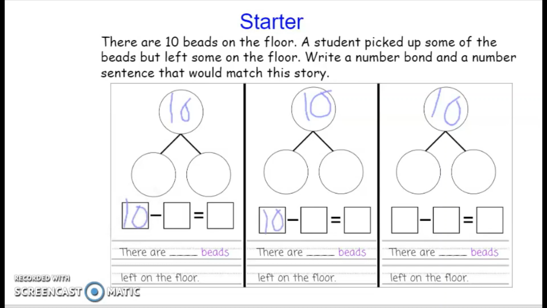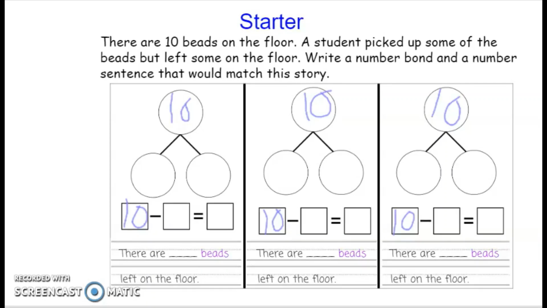I'm starting 10 off for our number sentence because our subtraction sentences usually start with the whole or the total. And we know that the whole or the total is the same for all three of our number bonds because there were 10 beads on the floor. And we're thinking about all the ways that this story could have possibly happened. Go ahead and pause the video. Tell a friend or a family member about all the ways that you know how to make 10.